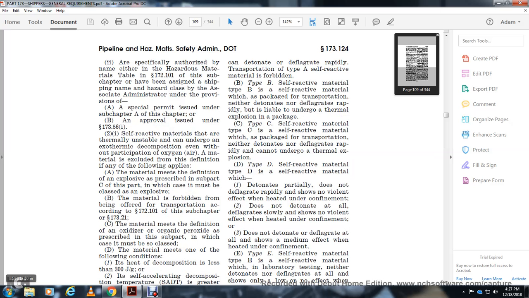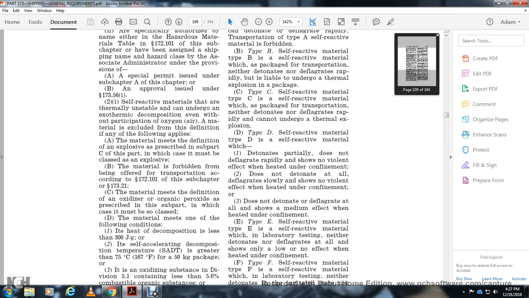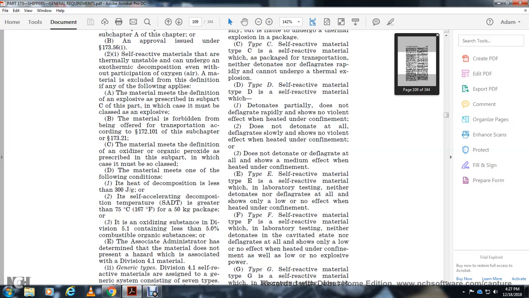The material meets the definition of an oxidizer or organic peroxide prescribed in the subpart, in which case it must be classed accordingly if it meets one of the following conditions: heat of decomposition less than 300 joules per gram, or a self-accelerating decomposition temperature greater than 167 degrees Fahrenheit for 50 kilogram packages. Or it is an oxidizing substance of Division 5.1 containing less than 5% combustible organic substance. Or the Associate Administrator has determined the material does not present a hazard associated with Division 4.1.